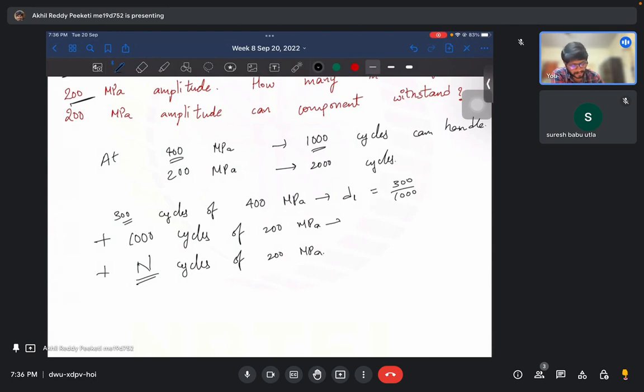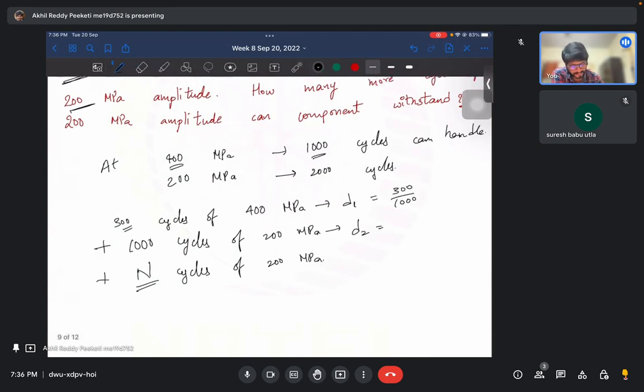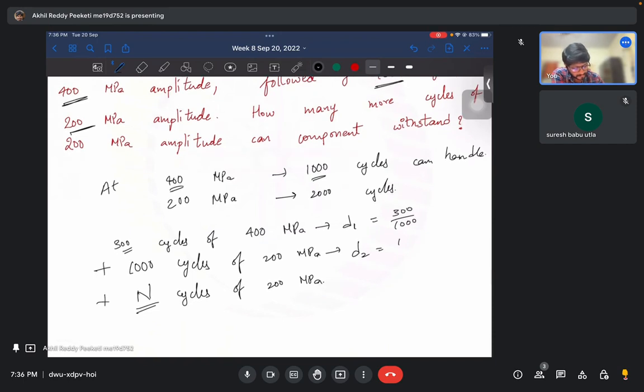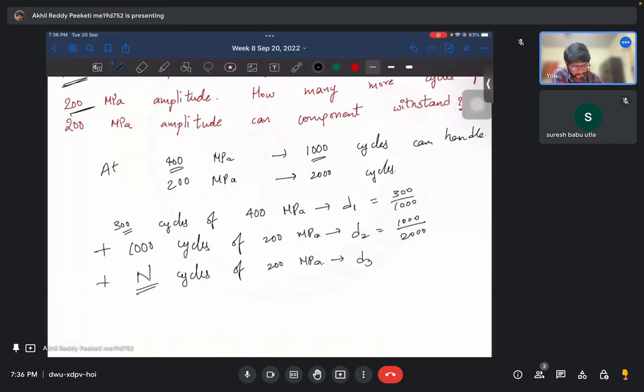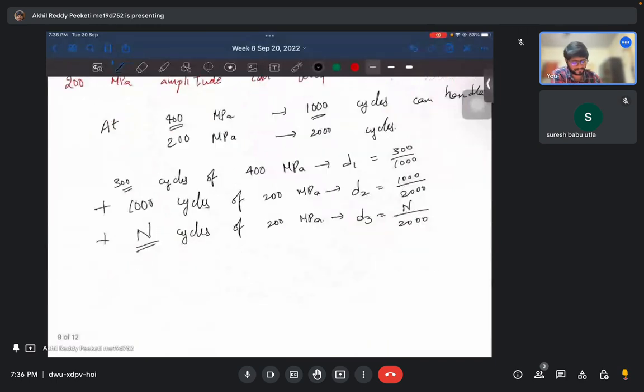Okay. And next, D2: 1000 cycles at 200 MPa, where it can handle 2000 cycles. So this is the damage due to the second repeated stress. And third also 200 MPa, it can handle 2000 cycles. So these are the three damages. And if it has to fail, the total damage should be 1. Okay.